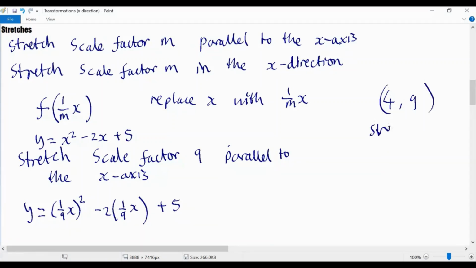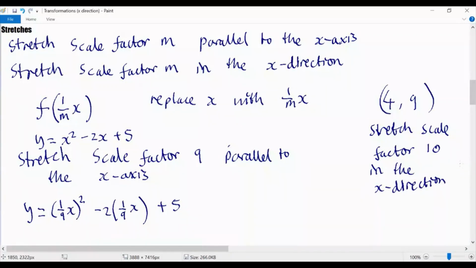Once again, though, if we're looking at the coordinates, if we got the coordinates 4, 9, and we want to do a stretch scale factor, let's say, keep it simple, 10 in the x direction, then what does that do? Well, for the coordinates, it does exactly what the wording says, a stretch scale factor 10, in other words, multiplying by 10. So the x coordinates just get multiplied by 10. It's only the function that acts in the weird way where it does the opposite of what we expect it to.